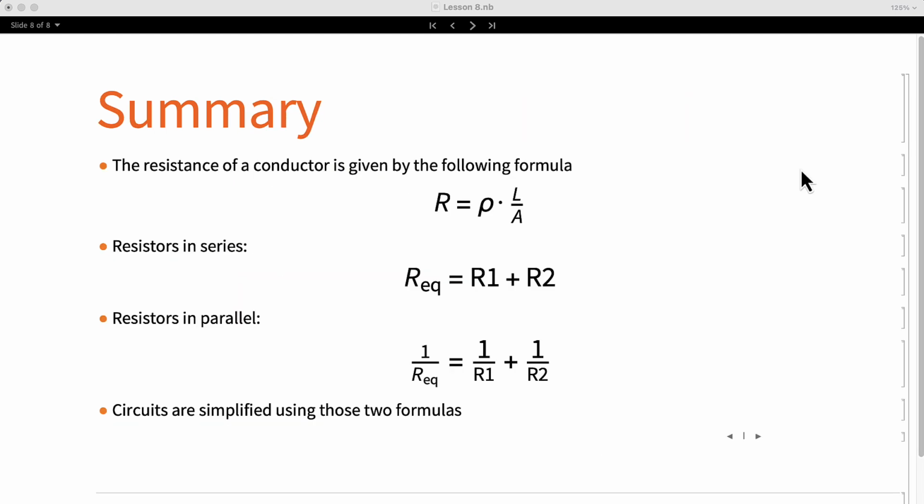To summarize this lesson, we learned that the resistance of a conductor is determined by the resistivity of the material and the dimensions of the conductor. We can obtain the equivalent resistance of two resistors connected in series by adding their individual values. In the case of parallel resistors, we can add their conductance values, which is the reciprocal of the resistance. Complex networks of resistors can be simplified using those two formulas.